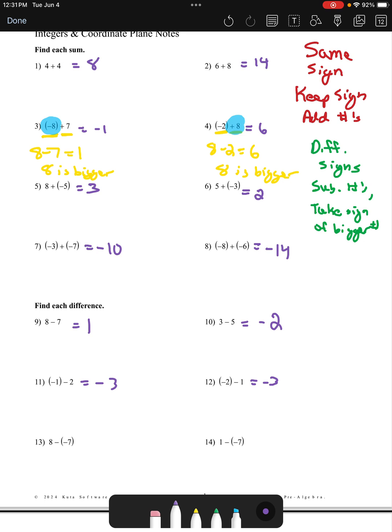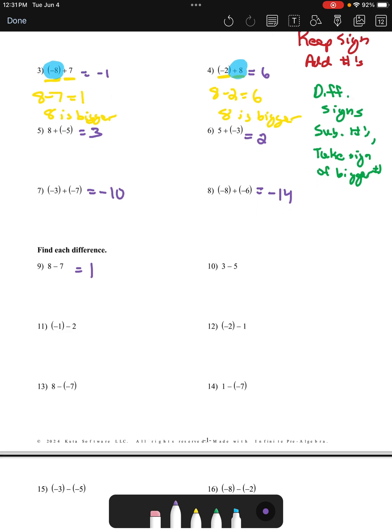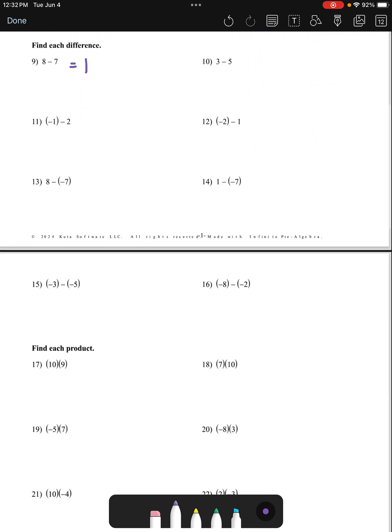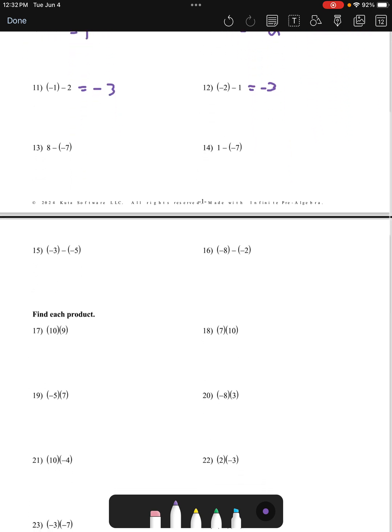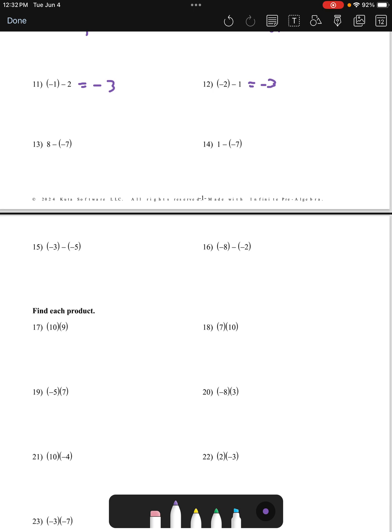Now comes the problems where people tend to have some issues. Subtraction of a negative. So I'm going to scroll down here so that we have these problems. And straight away, the subtraction of a negative. The opposite of a negative is a positive.